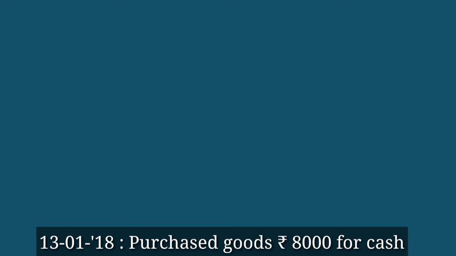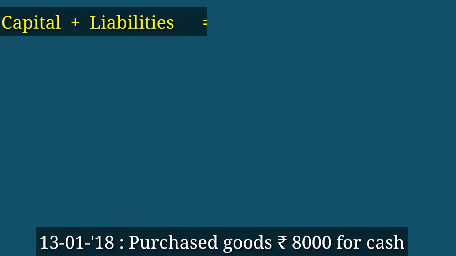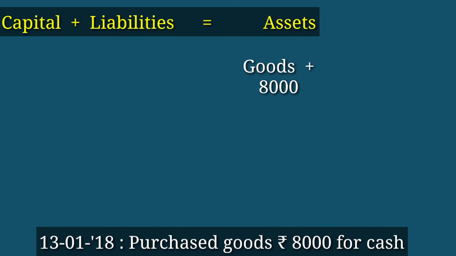The next transaction. On 13th January 2018, purchased goods rupees 8,000 for cash. Here we are purchasing goods, so goods are increasing. Goods is an asset. Asset increasing, and we are paying cash. Cash giving or cash decreasing. Here we know goods account debit and cash account credit.